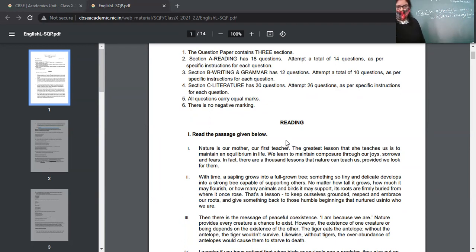Then after that, section C, literature, they have mentioned 26 questions. उन्होंने 30 लिखा है क्योंकि वो चॉइस देते हैं. We won't give you choice, that's why 26. Fine, total 50 marks.